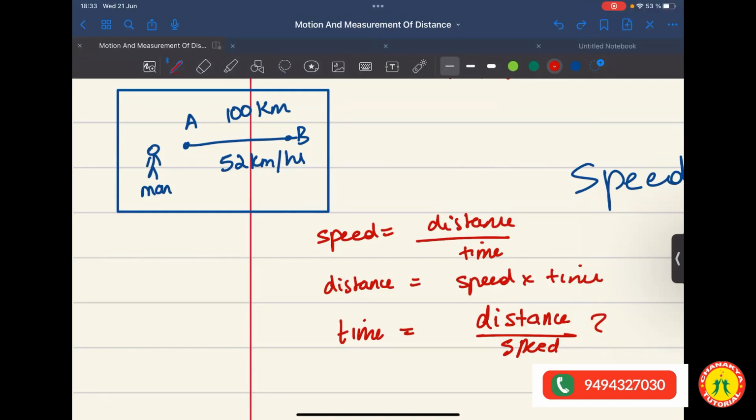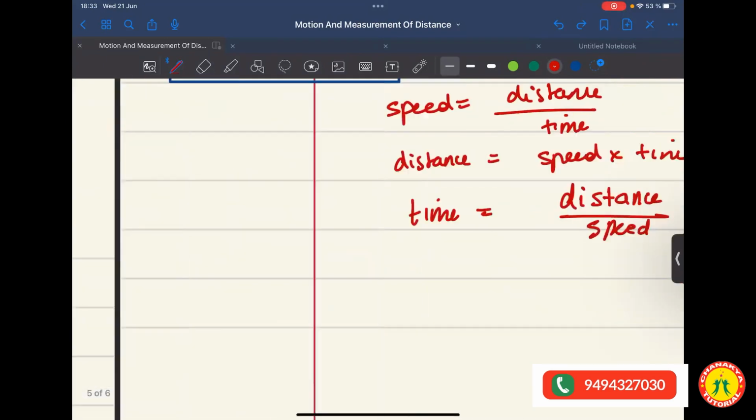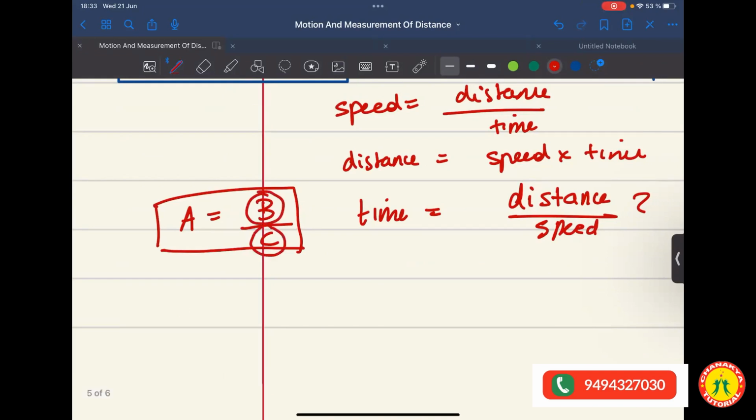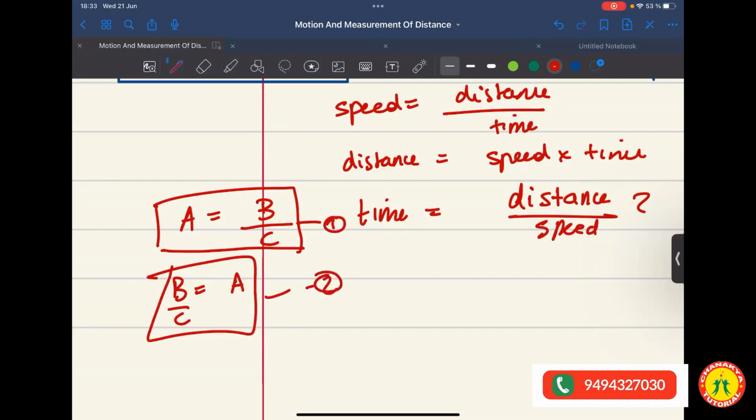Okay, fine. Class, always remember, if A is equal to B by C, they're giving you this formula, for example, you can easily find the formula for B and C with this. If A is equal to B by C, now you want to know what B is equal to. Look carefully. In order to find what B is equal to, I'm going to bring this to the left side. So B by C is equal to A. Both are the same. 1 and 2 are the same? Yes, ma'am.